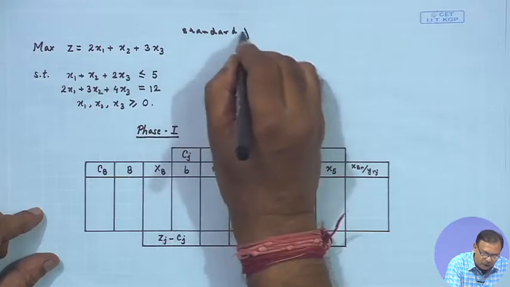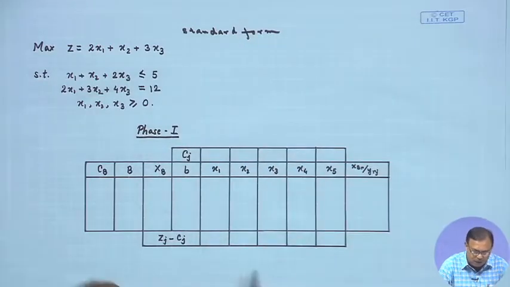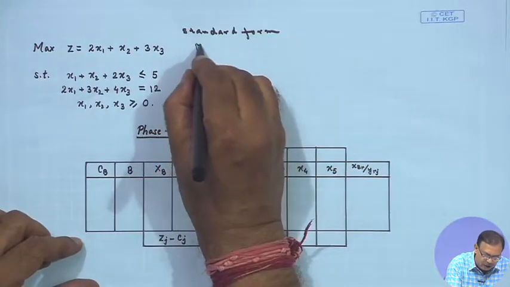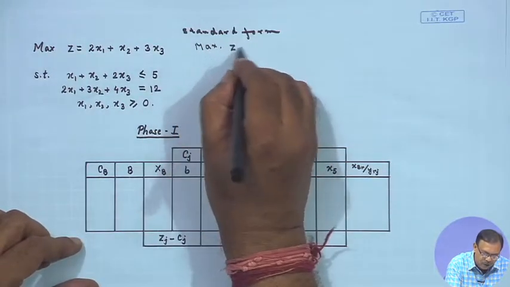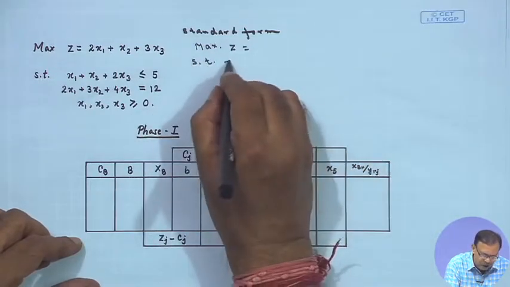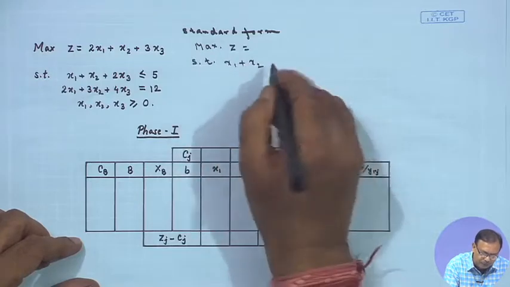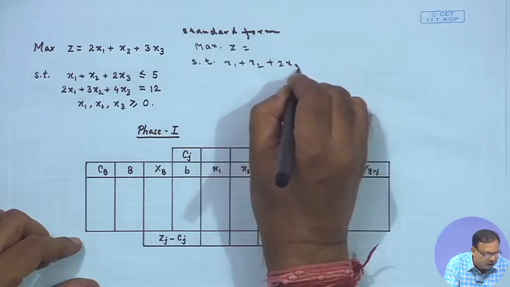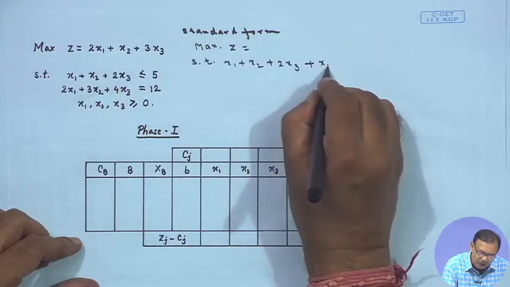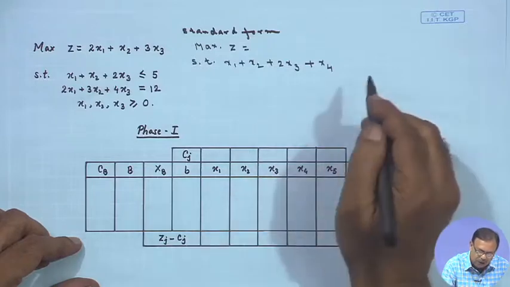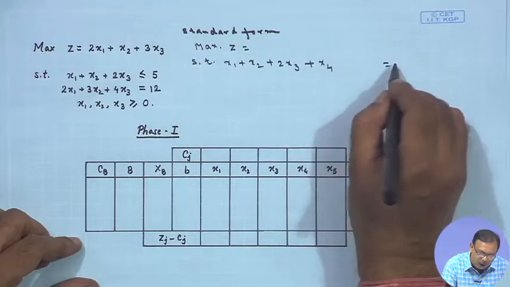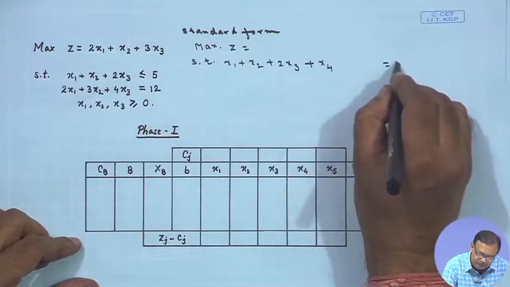I will write this one in the standard form. In standard form, it will be maximize z, subject to x1 plus x2 plus 2x3 less than or equal to 5. So, you will add one slack variable here, and this equals 5.